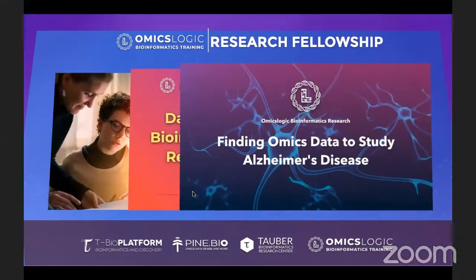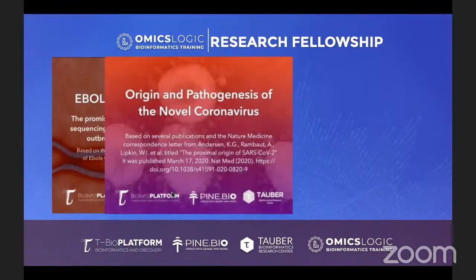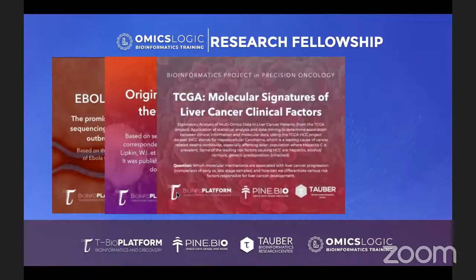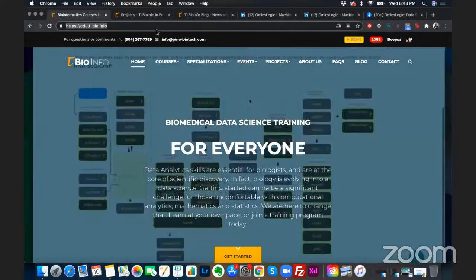Our team has also designed some new projects for our research fellows to learn from before they can start working on their own project, like the Ebola virus, COVID-19, liver cancer, and tuberculosis. Every month, our team adds new example projects taken from peer-reviewed publications on different areas of bioinformatics research. So please start by creating a free account on edu.t-bio.info. And now let us go back to the website to view some of these projects.